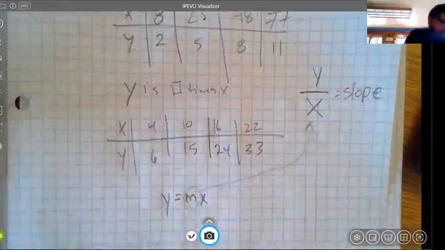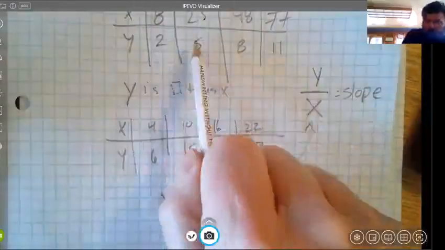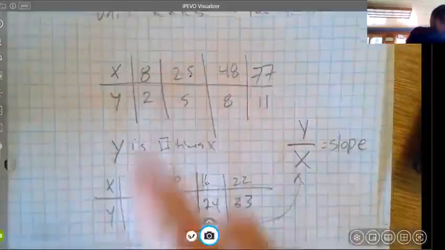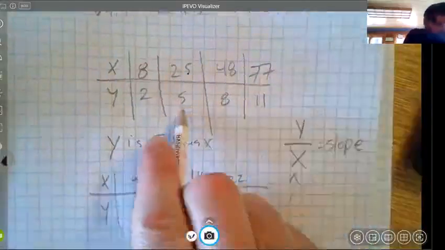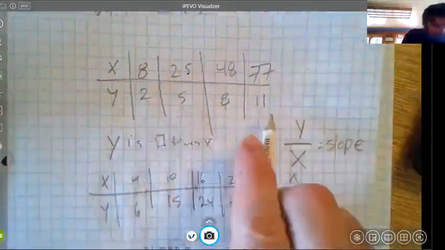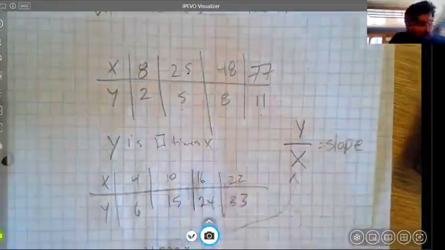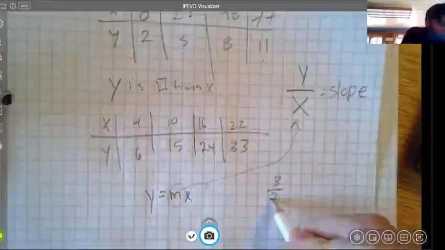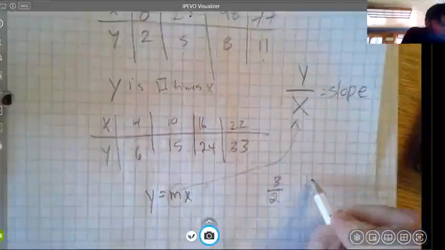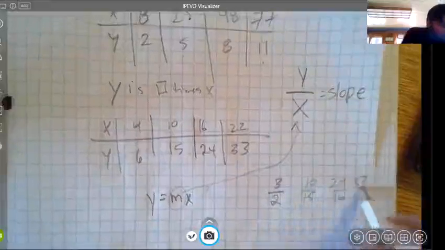So for that first one, you're correct. We had 1/4. Or if we say y over x, 2 over 8 is reduced to 1/4, 1/5, 1/6, 1/7. All right. So not proportional because it changes every time. If we look at the next one, we have 3 over 2. We have 10 over 15. We have 24 over 16, and we have 33 over 22.